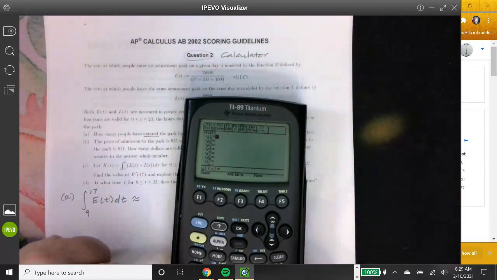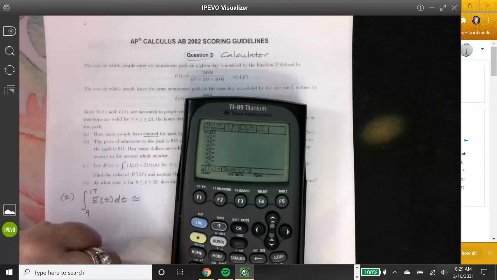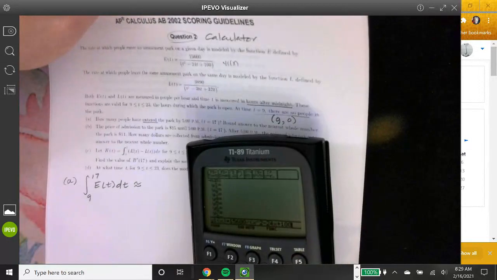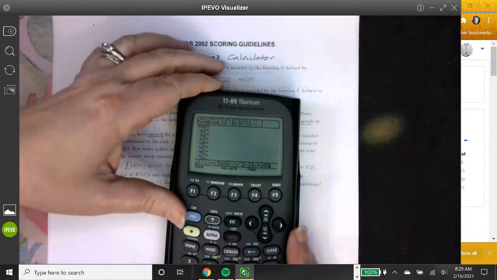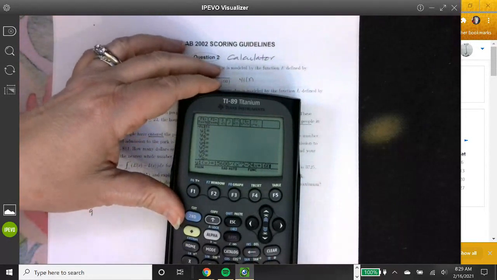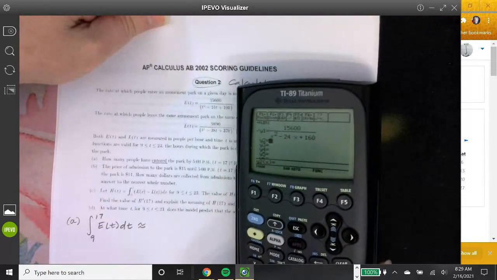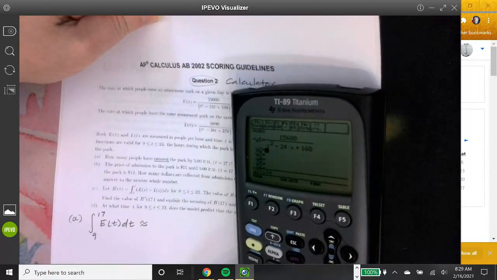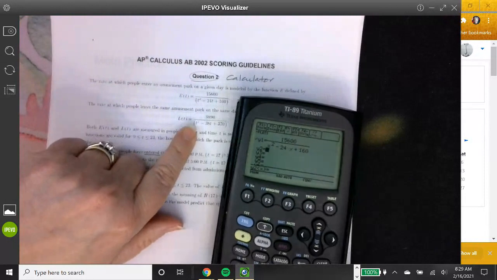So that's going to be 15,600 divided by parentheses x to the second minus 24x plus 100. No, wait, plus 160. Sorry for the ink, that's not great there. Plus 160. Yep, that looks right. And I'm going to go ahead and put the L in there as well.